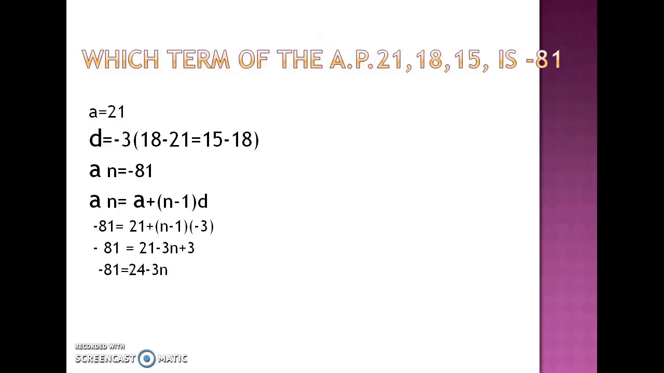By simplifying, minus 81 equals 24 minus 3n. Just shift 24 to the left hand side, that is minus 81 minus 24, you will get 3n. So minus 105 equals 3n. So the value of n is 35. Actually here it is minus 35, but the negative value is negligible.